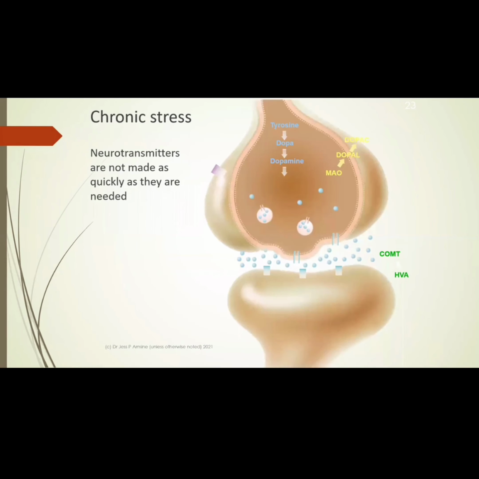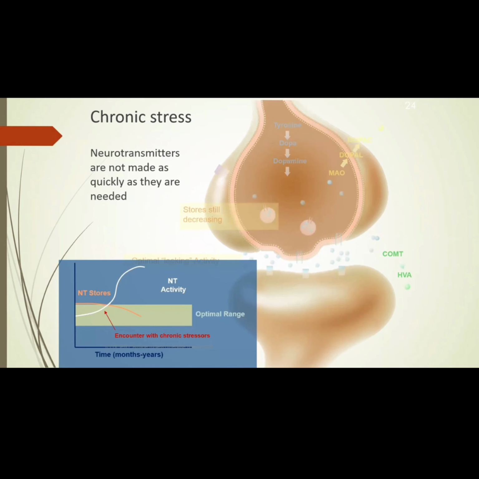With a chronic stressor, the neurotransmitters simply aren't made as quickly as the demand requires. So what's going to happen at first is that you're going to have enough in the synapse, but the storage areas are going to be consistently depleting. You don't even have symptoms at this point, by the way. So now the stores are getting real low, but the neurotransmitter activity is still in the optimal range. This is what's called optimal looking activity.